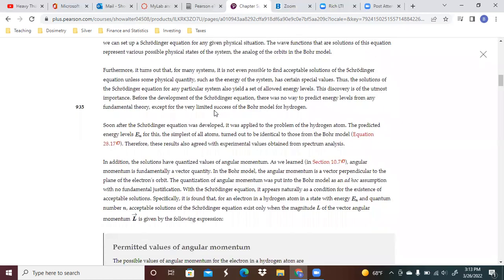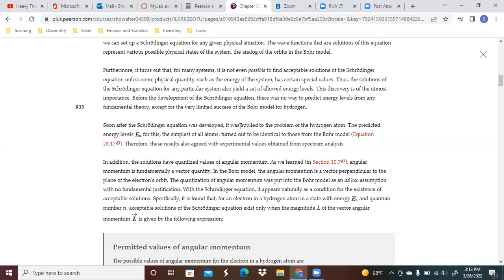And furthermore, it turns out that for many systems, it's not even possible to find acceptable solutions of the Schrodinger equation unless some physical quantity, such as energy, has certain specific values. Thus, the solutions of the Schrodinger equation for any particular system also yield a set of allowed energy levels. This discovery is of utmost importance. Before the development of the Schrodinger equation, there was no way to predict energy levels from any fundamental theory, except for the very limited success of the Bohr model for hydrogen. So you need a model that's bigger and better than that.